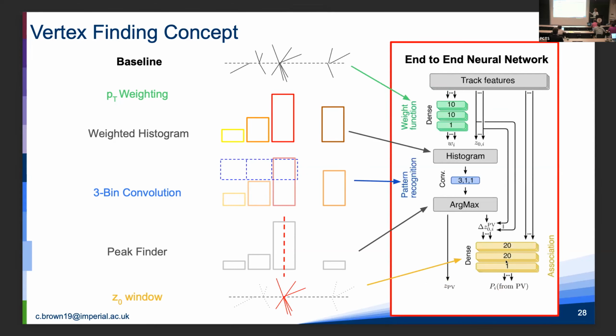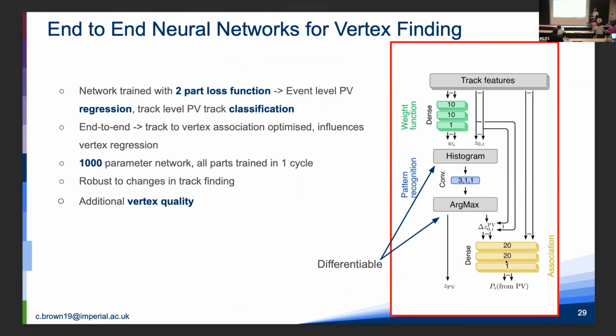And so it takes track features, it learns a weight function. This is part of a histogram that goes through this pattern recognition. And this is influenced by your track to vertex association probability as well. And so we have this end-to-end network that is trained on a 2-part loss function that is both trying to find an event level primary vertex reconstruction, and then also a track to vertex classification as well. Overall, it's a very small network. It's only about 1,000 parameters. So when we're putting it in firmware, it's very small and lightweight.